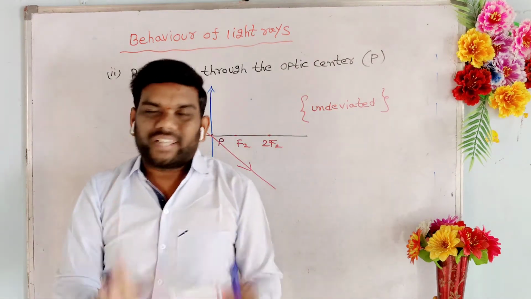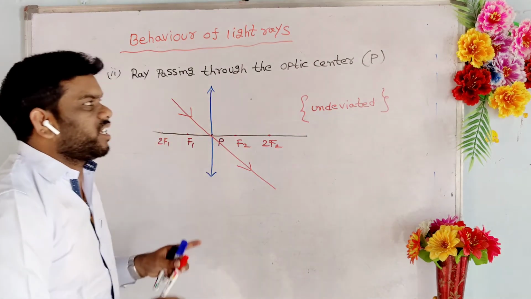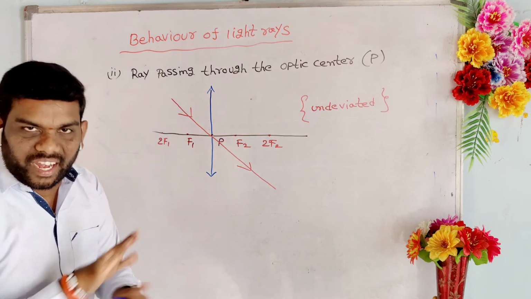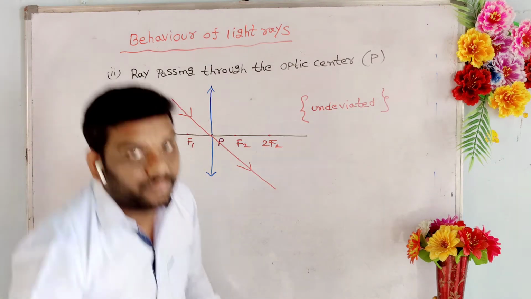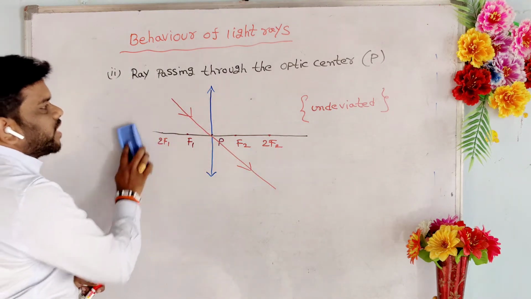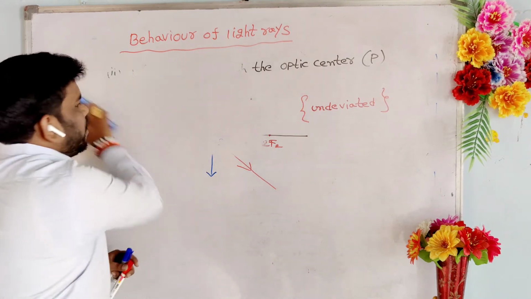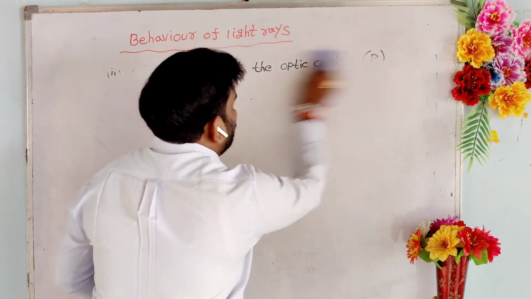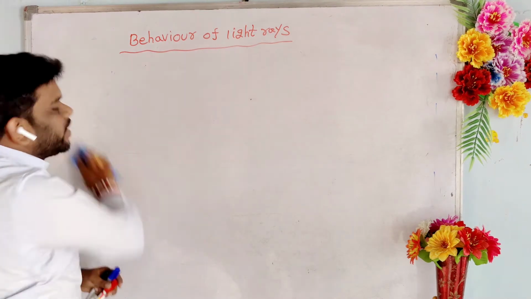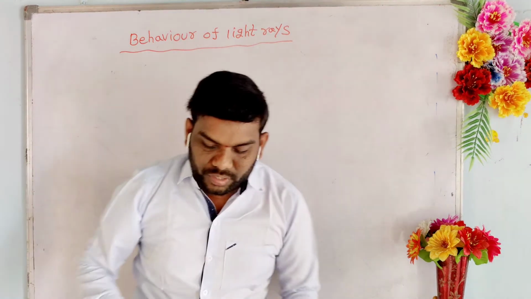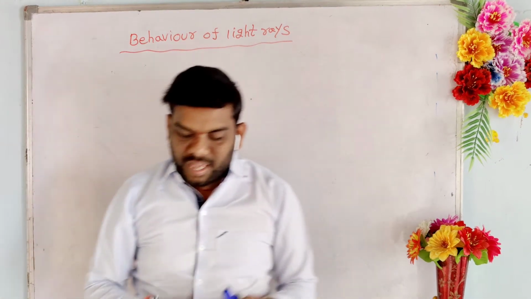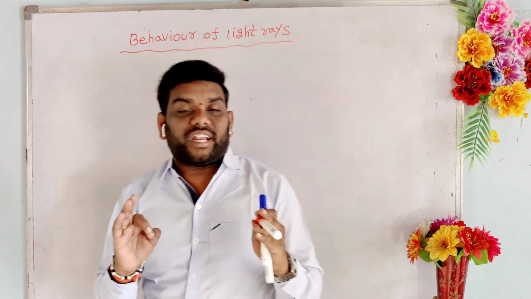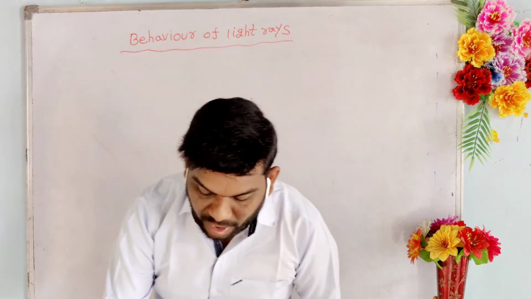In these two conditions, the light ray is undeviated. So it does not undergo any deviation. This is called the second behavior of the light ray, situation 2 in our textbook. And now I will enter into situation 3. This is also very important.